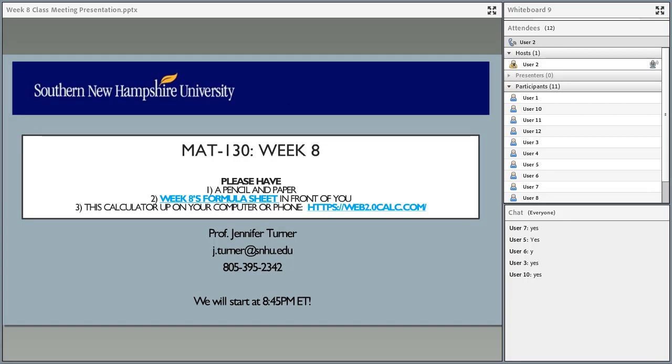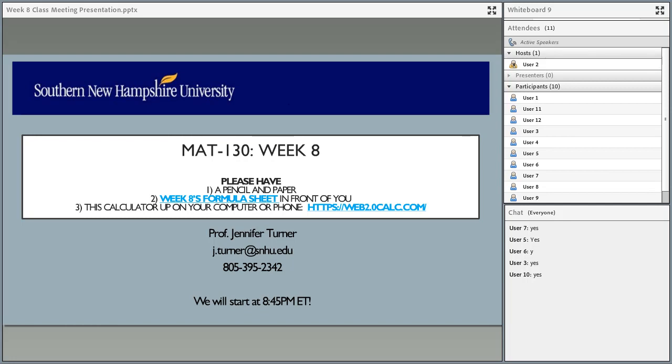If you haven't already, please make sure that you have in front of you something to write with and some paper. The formula sheet for week 8, I do have that up on the computer and I'm going to be sharing, but it'll be better for you if you have it in front of you the whole time. And the Web 2.0 calculator. If you haven't already, you can just click on those blue hyperlinks on the screen, and they should launch both of those things for you. And if you guys are all set, we will go ahead and get started.